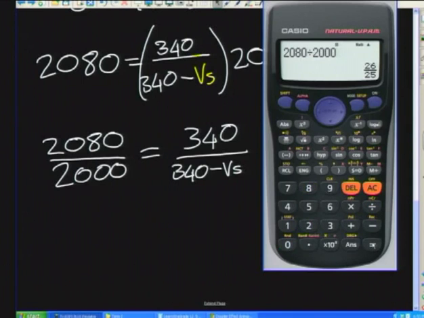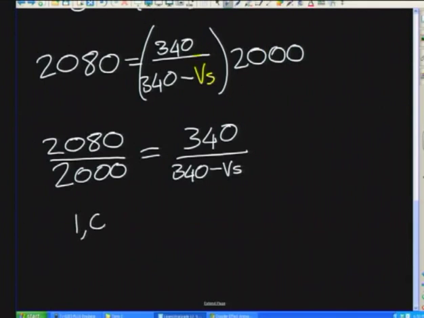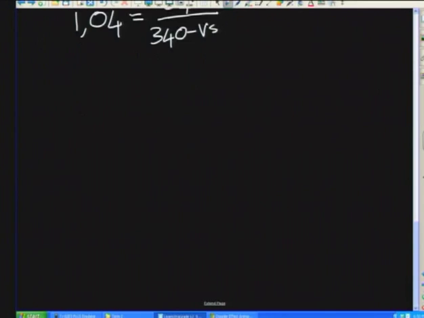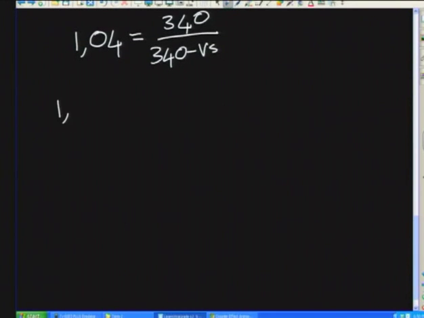I should get a nice simple number there, and 1.04 is really nice and easy to work with, so let's actually write that down. So 1.04 is equal to this fraction on the right. Now, to get a denominator out, I need to get rid of the denominator altogether. So what am I going to do? I'm going to multiply everything by my denominator to get rid of it. So now I'm going to say 1.04 multiplied by my fraction of 340 minus Vs, and that's equal to 340.